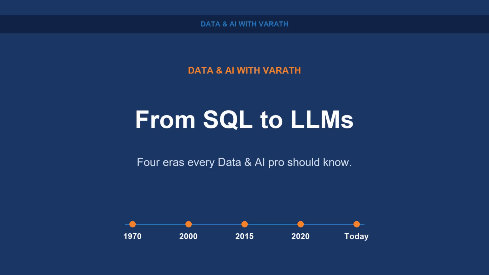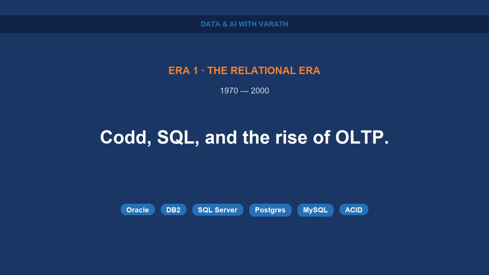Era 1, 1970 to 2000. The Relational Era. Codd's idea was simple. Data lives in tables. Tables relate to each other through keys, and you ask for what you want, not how to get it. That declarative idea becomes SQL, and SQL becomes the lingua franca of enterprise computing.